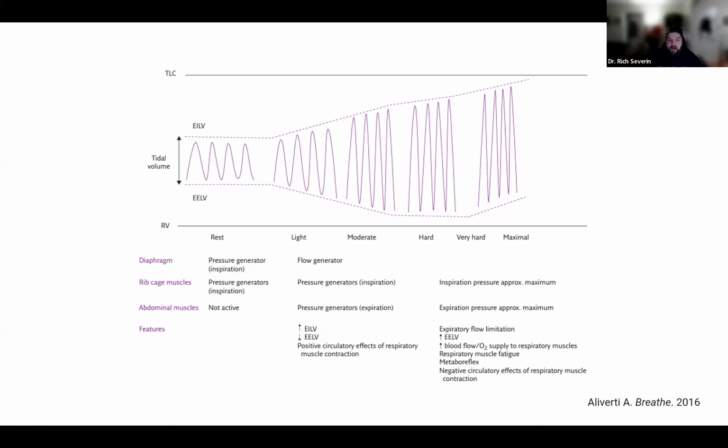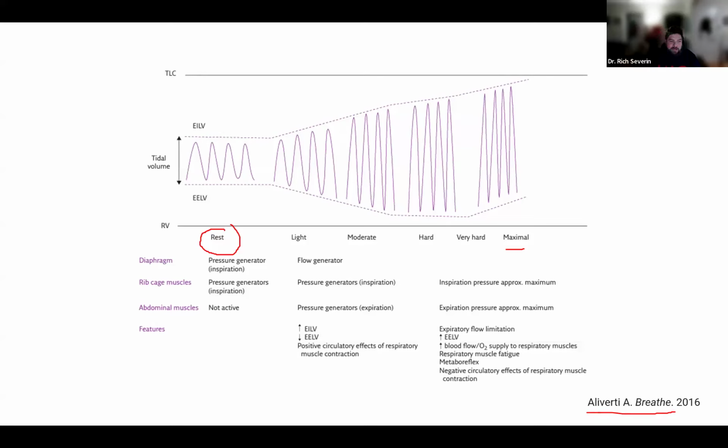So if we look at rest, this is a chart here, and it's actually a great paper by Aliverti in Breathe, which is one of the European Respiratory Society journals, open access. I highly recommend checking this one out because it details what we see in terms of different contributions of these breathing muscles as we move from resting conditions to maximal exercise.